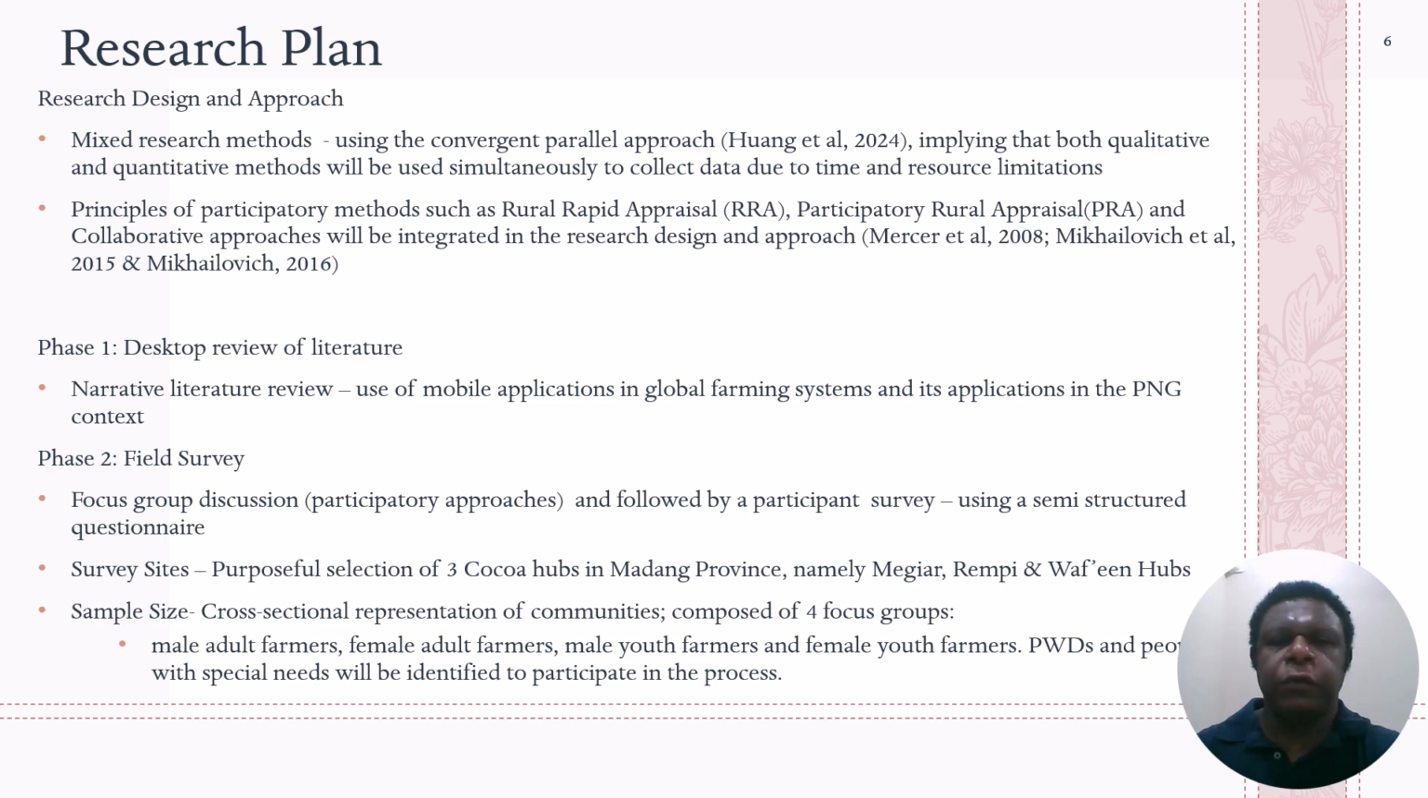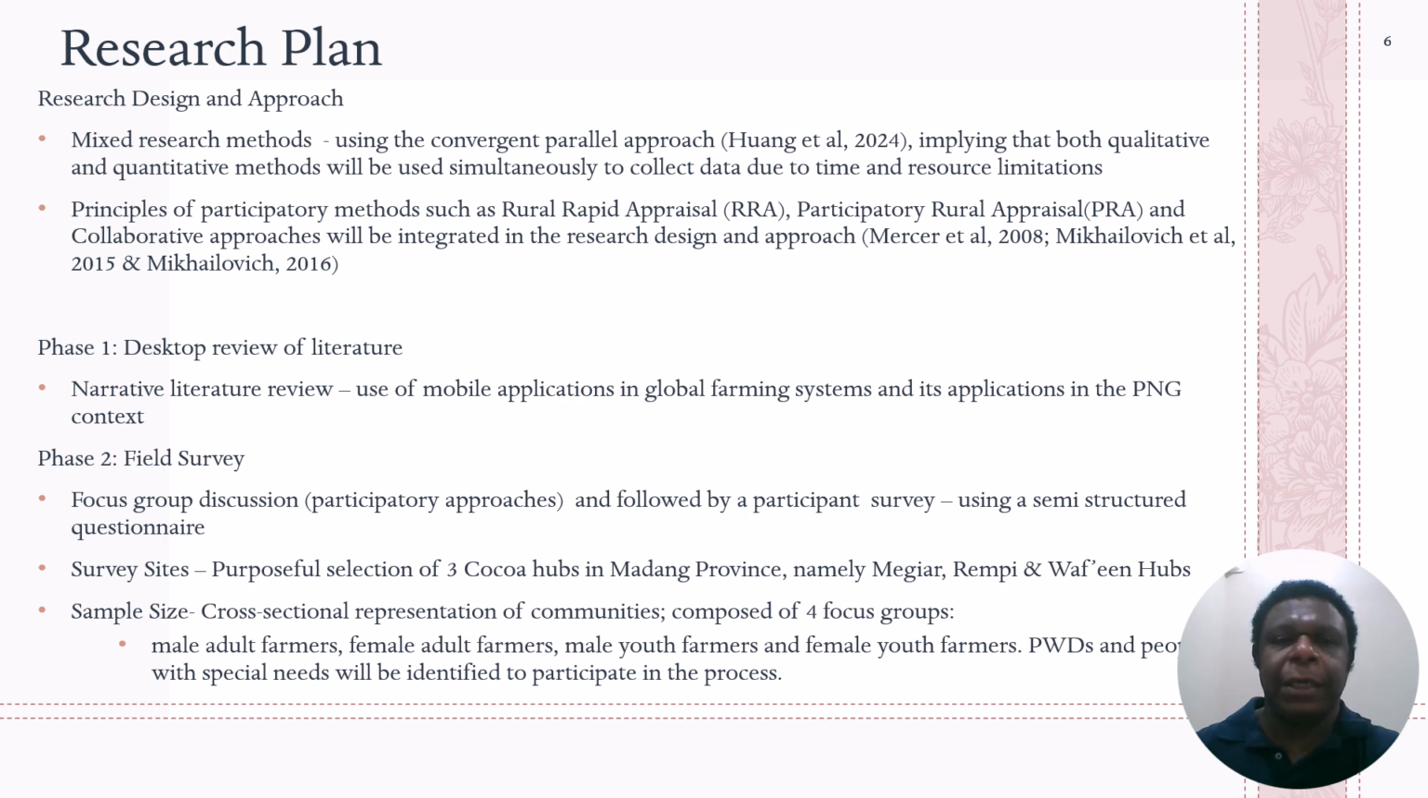It will be carried out in two phases. Phase 1 will be the literature review, and the second phase is the actual survey of farmers in the 3 cocoa hubs in Madang province. And the hubs are Magyar, Rempi, and Wafin communities. So the approach taken will be through focus group discussions and then through individual participant survey.